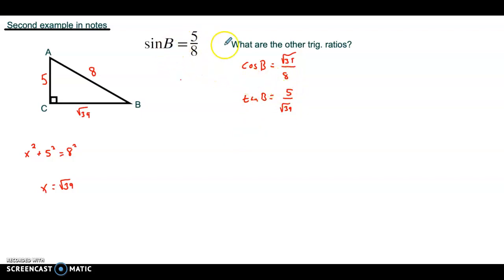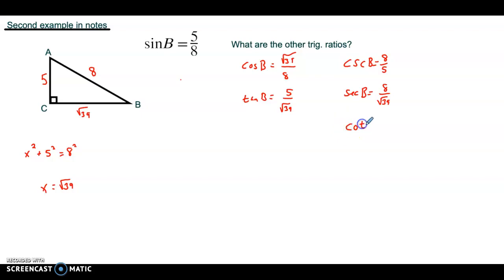Okay, there are the three main trig functions, sine, cosine, and tangent. The other ones are just the reciprocals. So, cosecant of angle B. Cosecant sounds like it should be related to cosine, but it's not. That's the way I remember it. It's the reciprocal of sine. Flip 5/8 over, so 8/5. Secant of angle B is the reciprocal of cosine, so 8 over root 39. Sometimes you're supposed to rationalize this denominator. Don't worry about it. We don't need to.